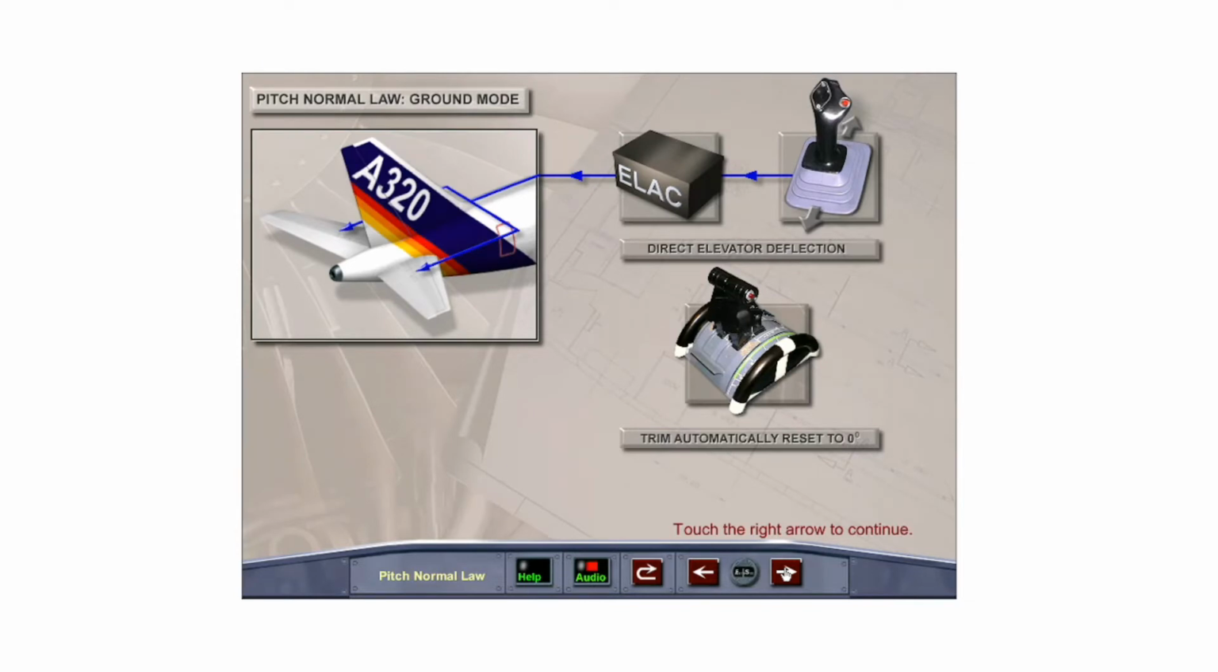Upon touchdown, elevator deflection is again restored to a direct elevator-side stick relationship. 5 seconds after touchdown, the trimmable horizontal stabilizers automatically reset to 0 degrees.